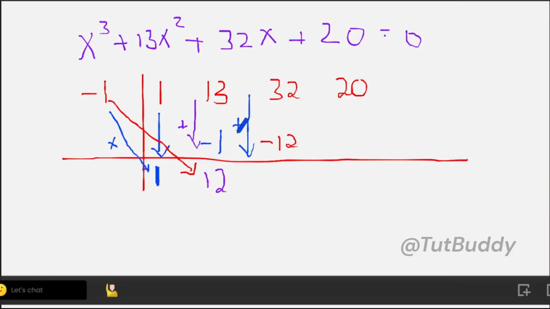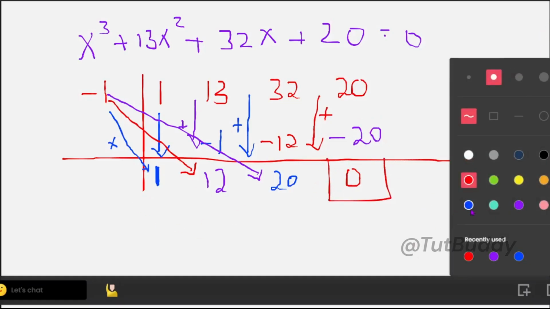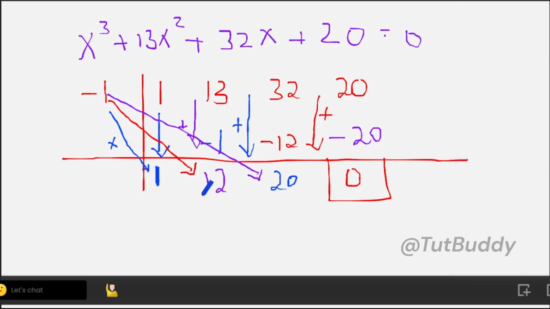So 32 plus minus 12 is 20. And then again, I'll multiply diagonally. So minus 1 times 20 is minus 20. And again, vertically, I'll add. So here you should always get 0. 20 plus minus 20 is 0. This you should always get 0. And now these are the coefficients for your quadratic equation.